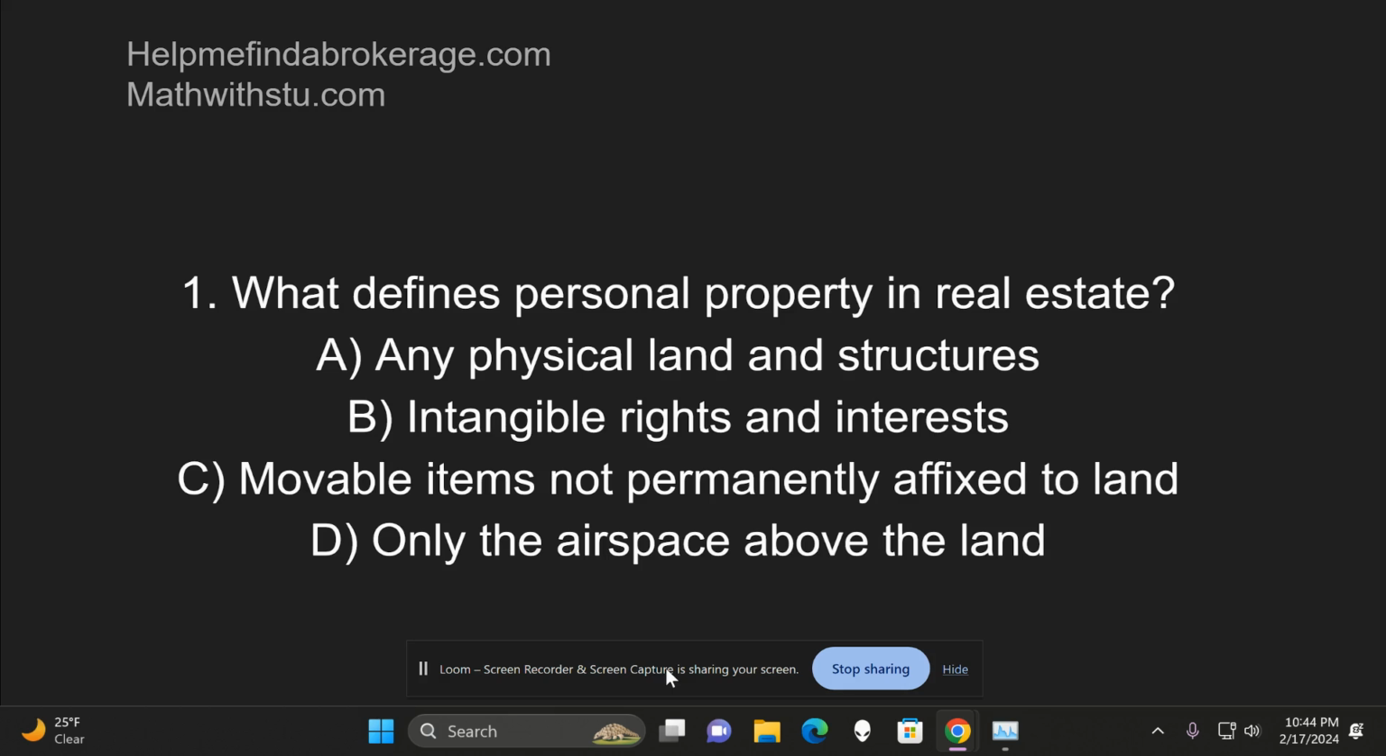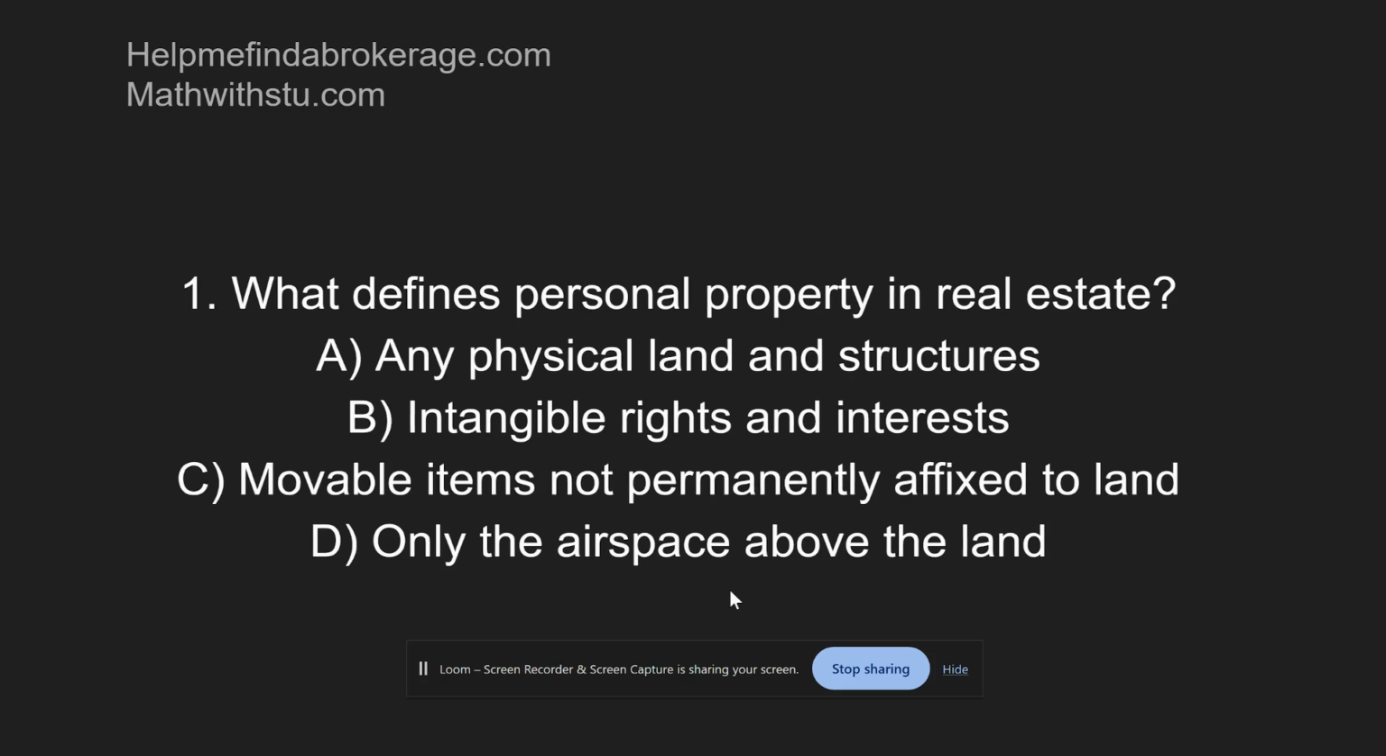So this one is going to be what defines personal property? If we're talking about personal property, that's going to be any movable items that are not permanently affixed to the land. Sometimes you have a question on some of the other answers, so let me go through them and say why that's not the definition of personal property.